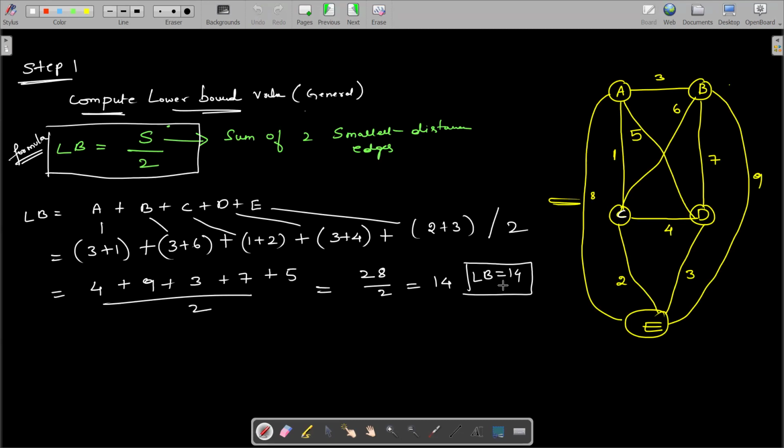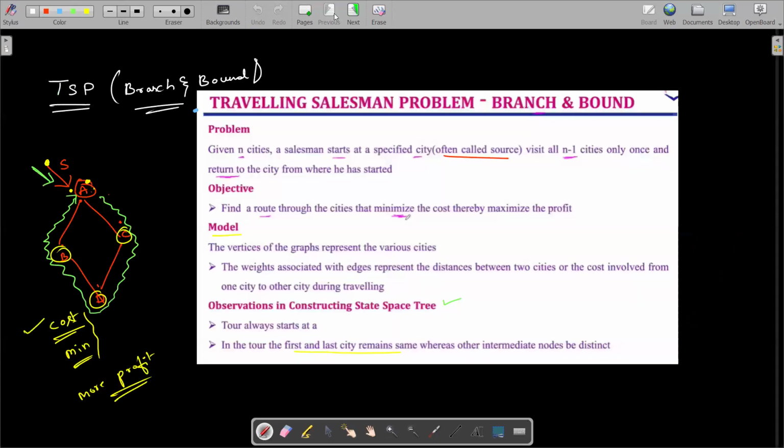And now we have to construct the lower bound values for A, B, C, D, E, like that, for all the vertices. Now from A to B, we have to select the path, right? Which is the better path? A to B, B to C, C to D, D to E, E to A. We have to identify the best path. That's why we have to compute lower bounds for each and every vertex. I will show you one by one. We will finish.